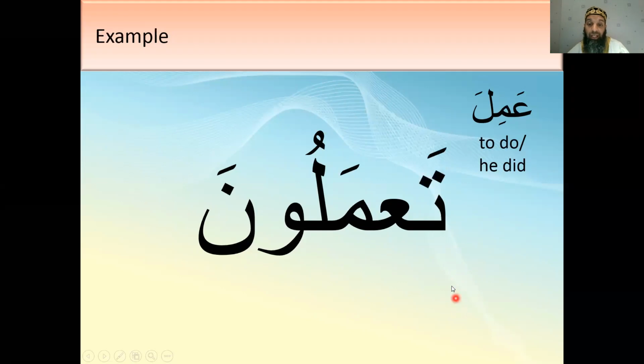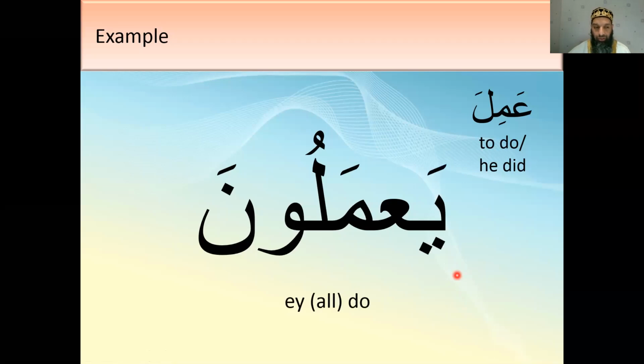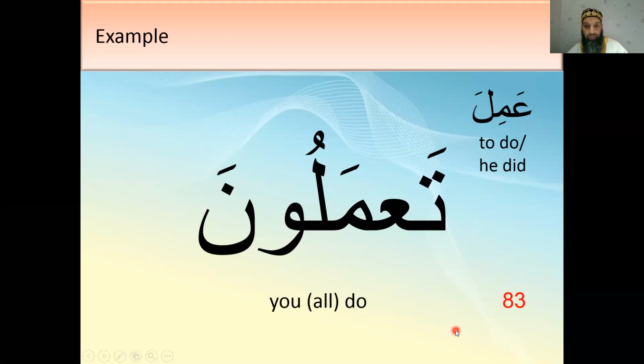57. Ta'maluna. Again, I'm doing this for a reason, just to get the ta and the ya in your head. If ya'maluna means they all do, what does ta'maluna mean? Yep, that is for you, ta for you all do. 83, these are big ones. This particular word, not its derivations, not the other ways you say it, just this particular word comes, I find, 83 times.